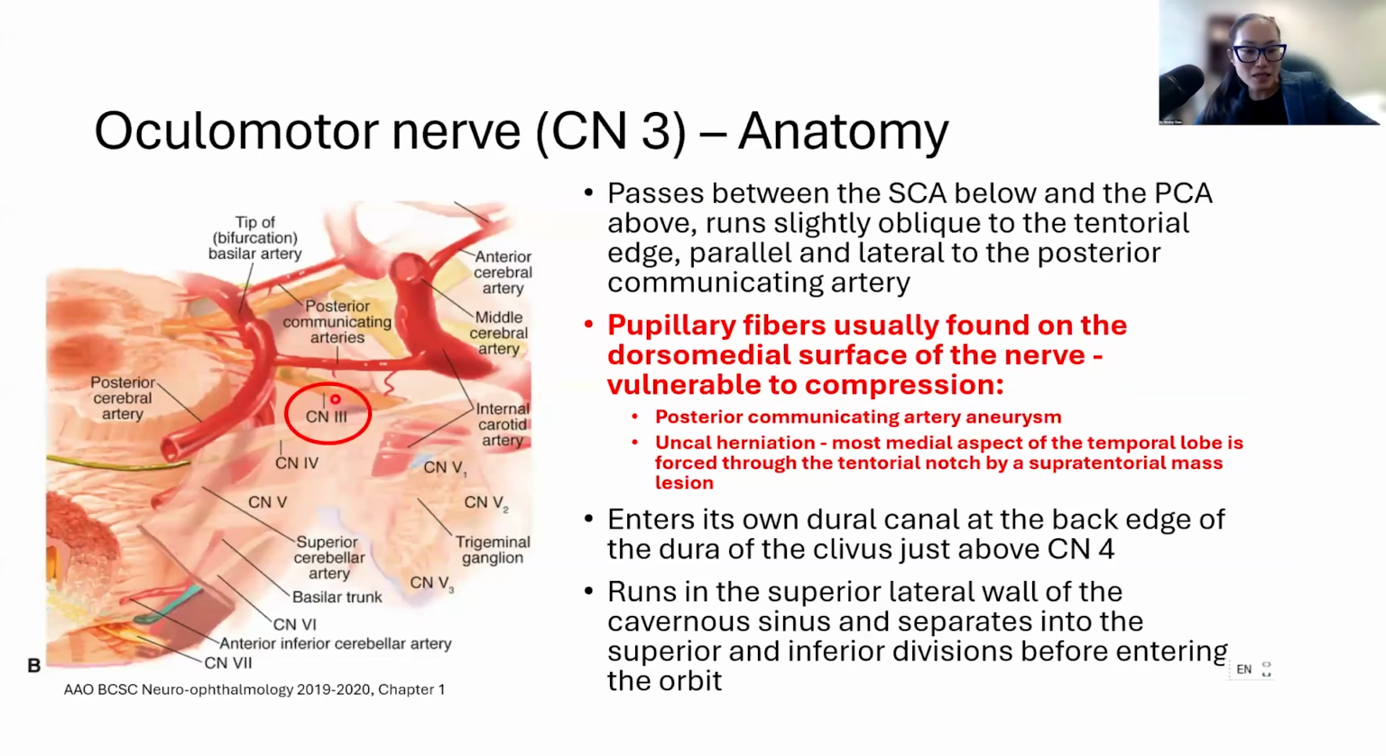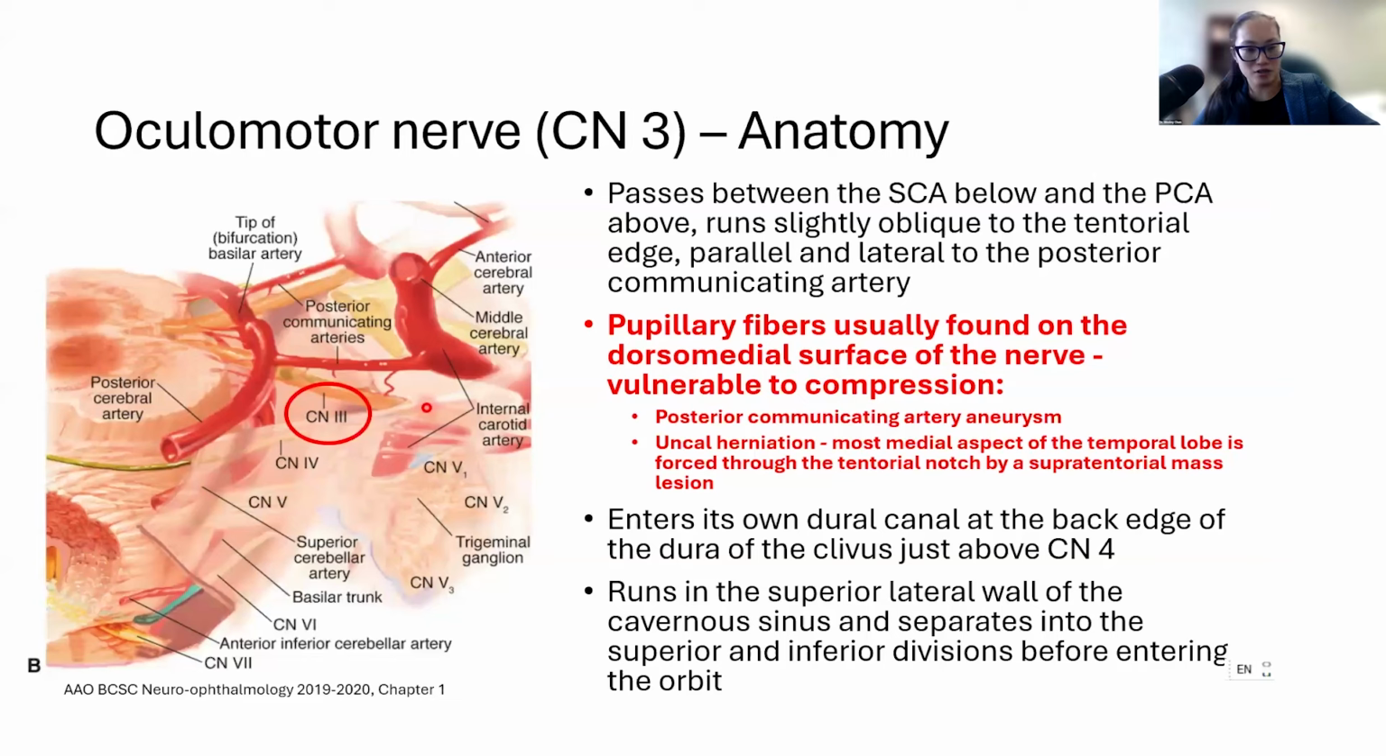So I like this diagram because it shows cranial nerve 3 just as it exits, and you can see it exits between two blood vessels, two arteries, and then courses along beside another artery before going into its dural canal. The other thing that is interesting about cranial nerve 3 in this position is that it is also vulnerable to compression by uncal herniations.